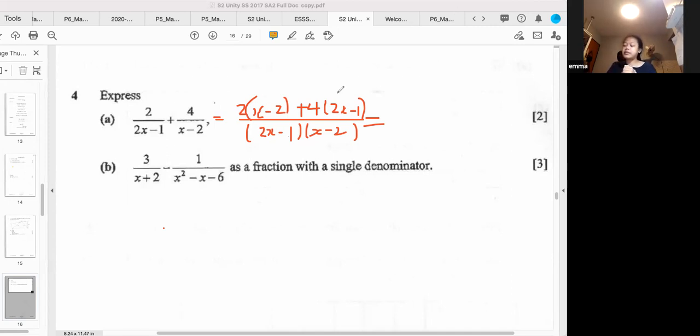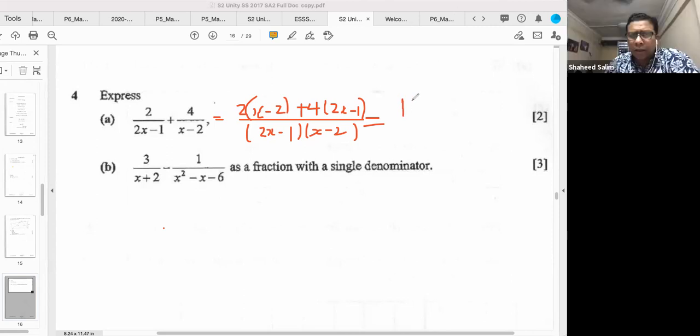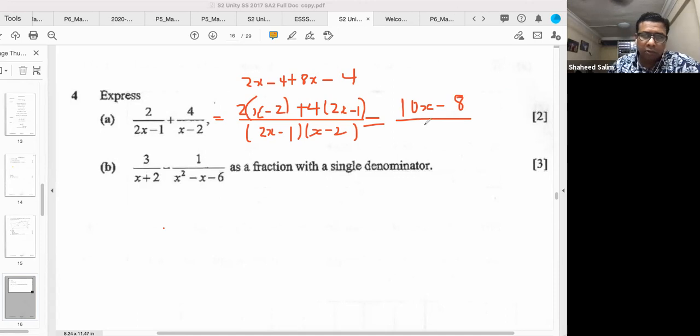10x minus 5. 2 times minus 2, minus 4 here now. 2x minus 4. Then plus 8x. You have a minus 4 again, right? Yeah. Correct. 4 times minus 2. Now, even the answer key is wrong for this one. So you get 10x minus 8 over this same denominator.